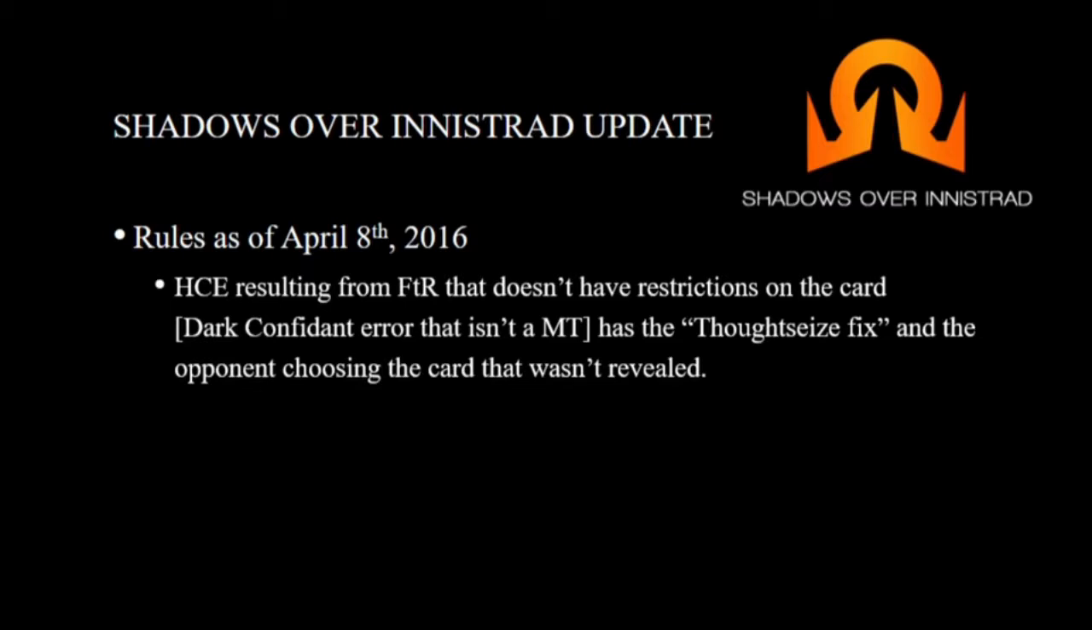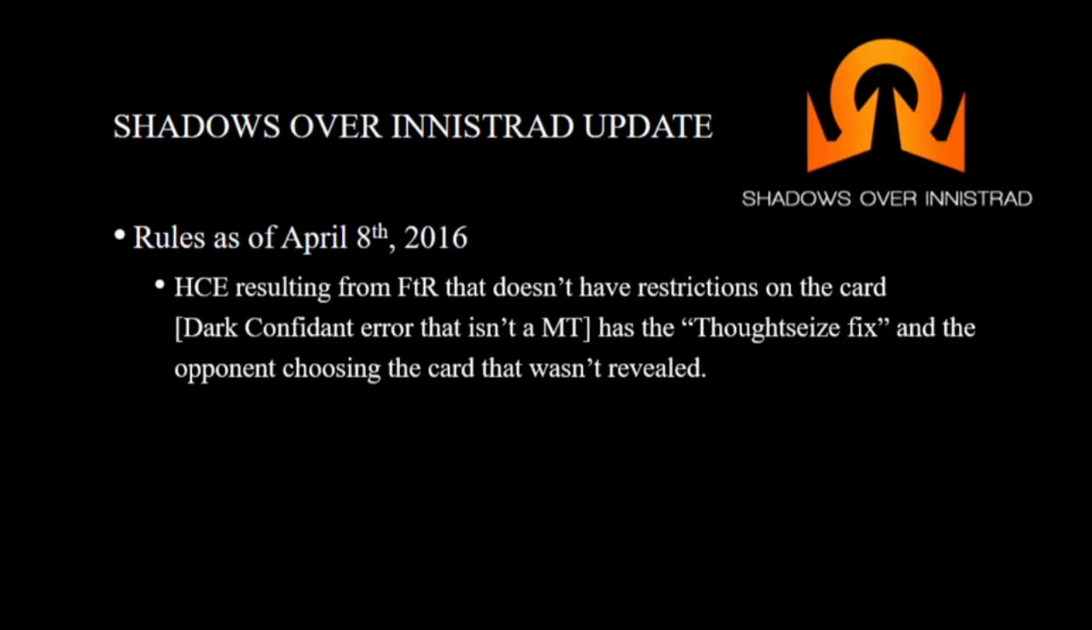If you have a hidden card error resulting from a failure to reveal that does not have restrictions on the card, which I'll go over in just a moment, it also has the Thoughtseize fix with the opponent choosing the card that wasn't revealed. So if I have Dark Confidant on the field, and I say, upkeep trigger Bob, and I grab the card and I put it into my hand, and the opponent says, Judge, he said Bob trigger and he didn't reveal it.